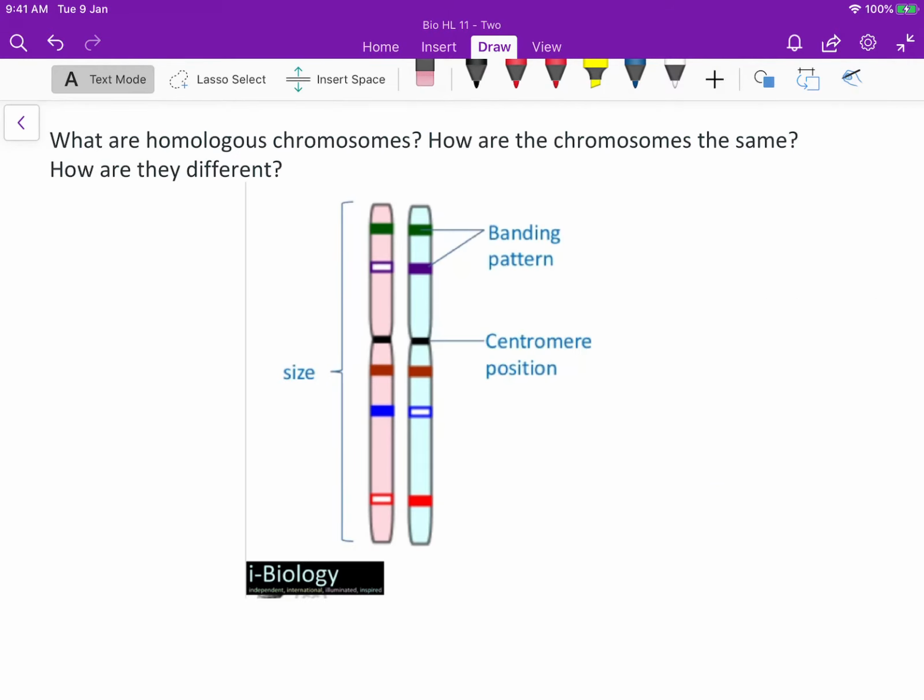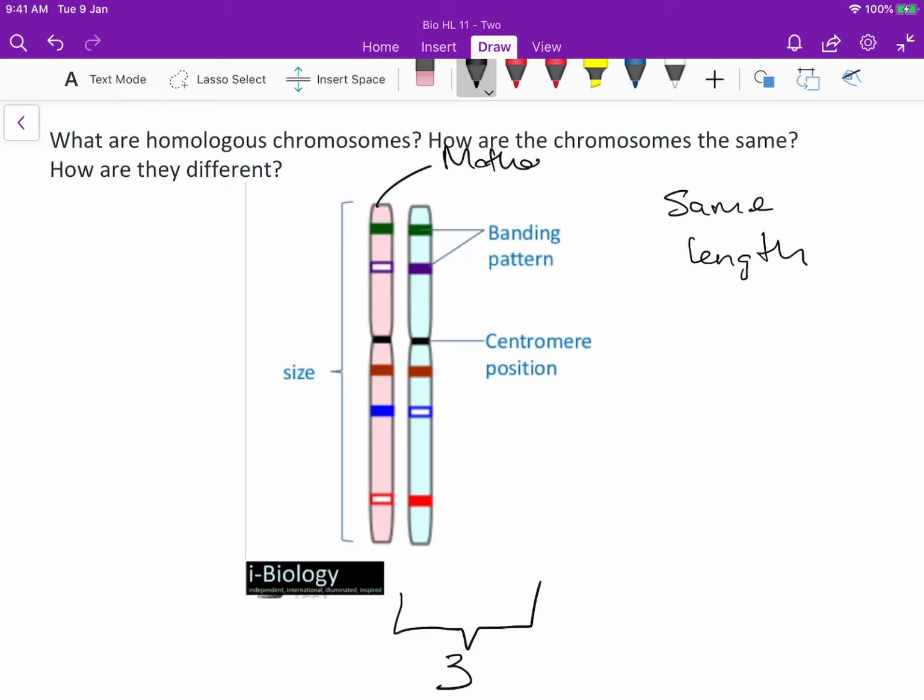What are homologous chromosomes, and how are chromosomes the same? How are they different? So here we have a pair of chromosomes, and we brought them together. This could be, for instance, like we saw above, chromosome number 3. So we can see that these have the same length. One was from the mother of this person, one was from the father. So that's where they came from initially.